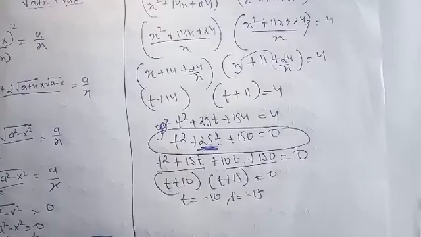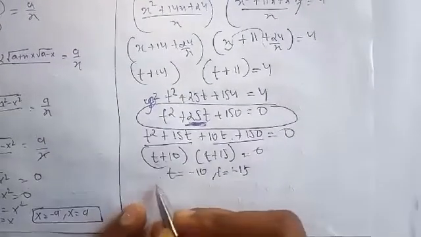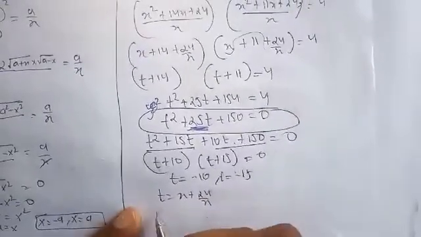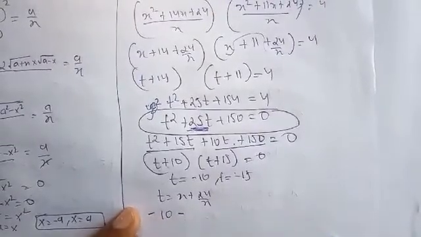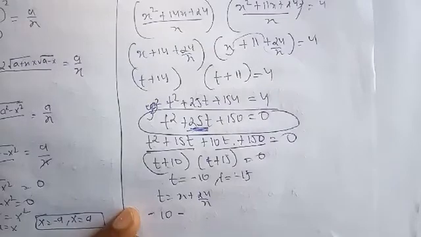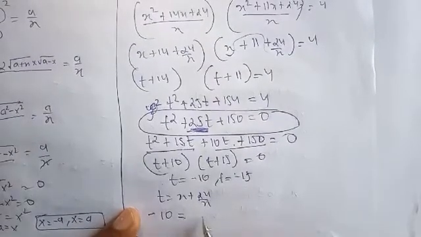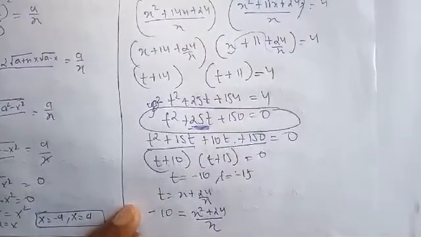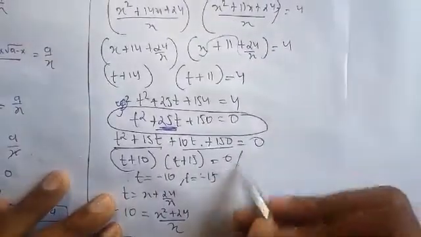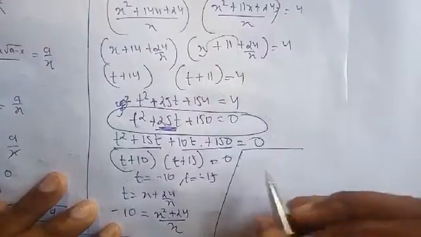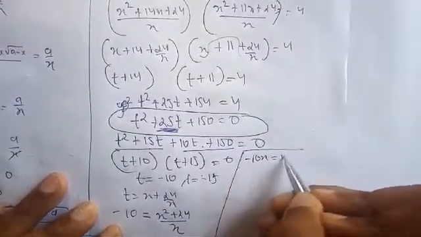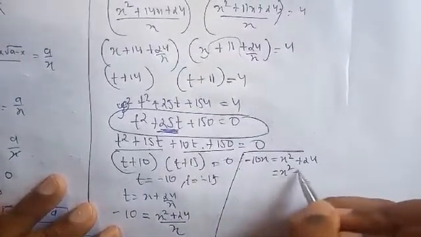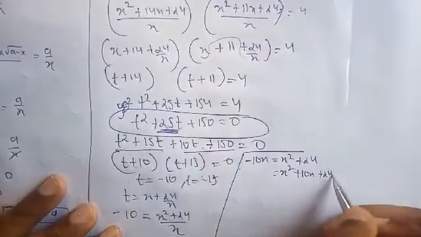So what will I keep first? Just have a look over here. What was t, what did we take t as, x plus 24 over x. So the value of t came as -10, so I'll put -10. Okay, and then what will be happening is equals to x square plus 24 over x. The LCM of x will be taken and here 10 will go, here x will go. So if I solve here for you, -10x equals to x square plus 24, and if I shift everything on one side, so I'll be getting x square plus 10x plus 24 equals to 0.